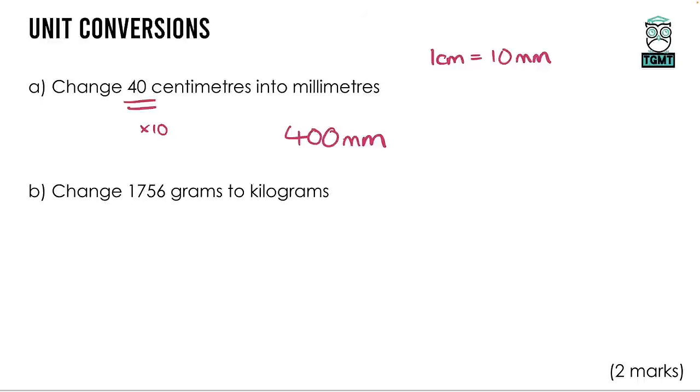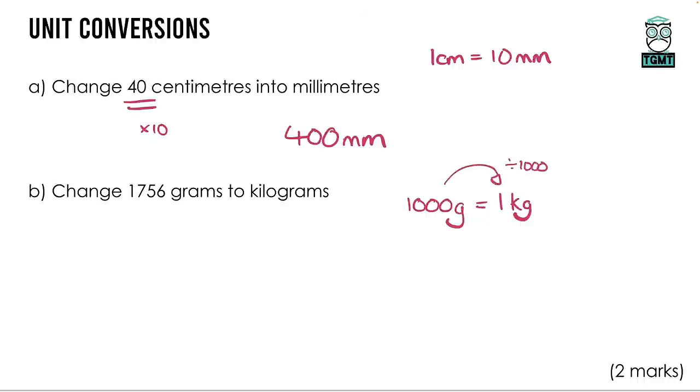When we are changing grams into kilograms, the unit conversion we need to know is that there are 1,000 grams in 1 kilogram. So here, if we have 1,756 grams, we want to turn that back into kilograms, not forgetting that is dividing by 1,000.